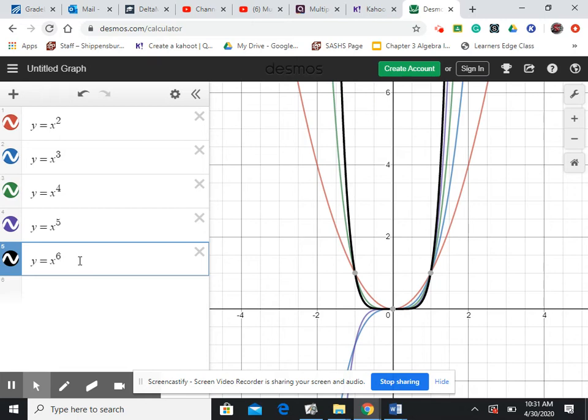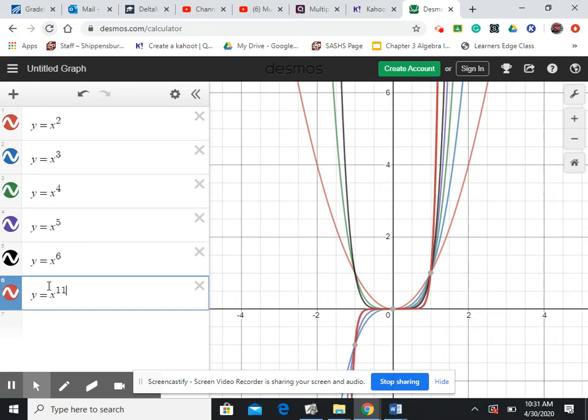So my question is, what if I type in something along the lines of y equals x to the, what if I type in the number 11 here? Tell me if you think the left-hand side of that graph is going to go up or down. It's going to have to go one of the two directions, up or down. So when I type in 11 in here, the left-hand side of this graph, where's it going to go, up or down? And look, it went down.